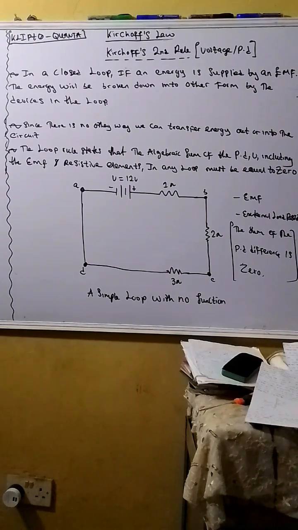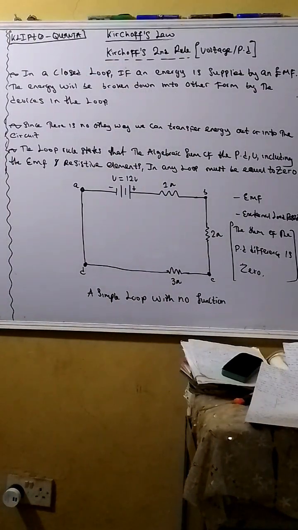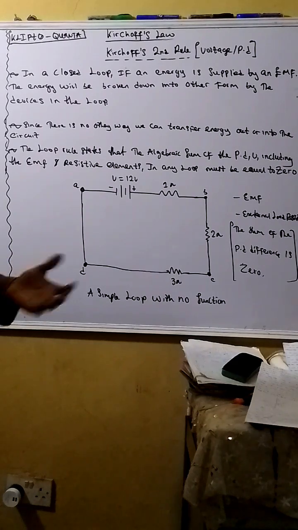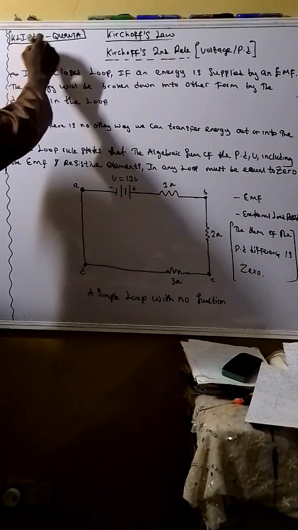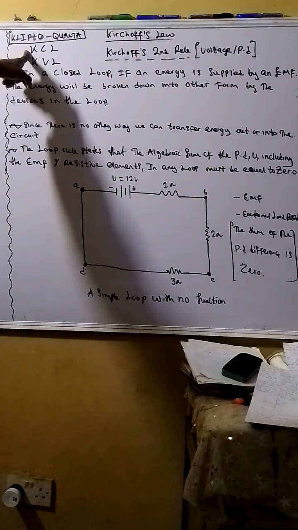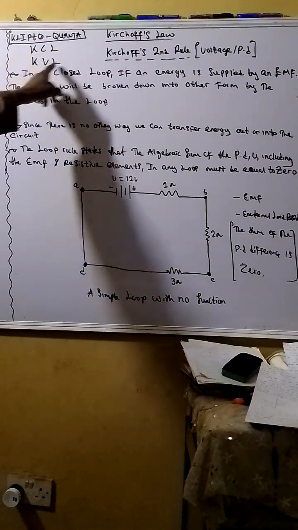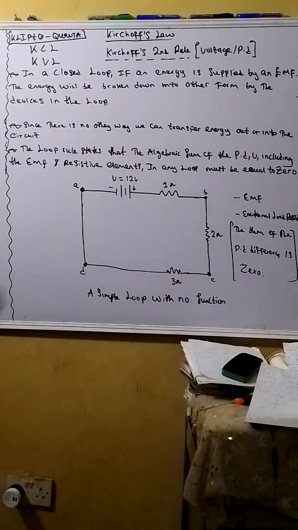Alright, talking about Kirchhoff's second rule. This second rule talks about potential difference, literally voltage. The difference between rule 1 and rule 2: rule 1 talks about the current law, and at times they usually give these names, KCL and KVL. This stands for Kirchhoff's current law and Kirchhoff's voltage law. Are you with me? They do put that kind of abbreviation there also.